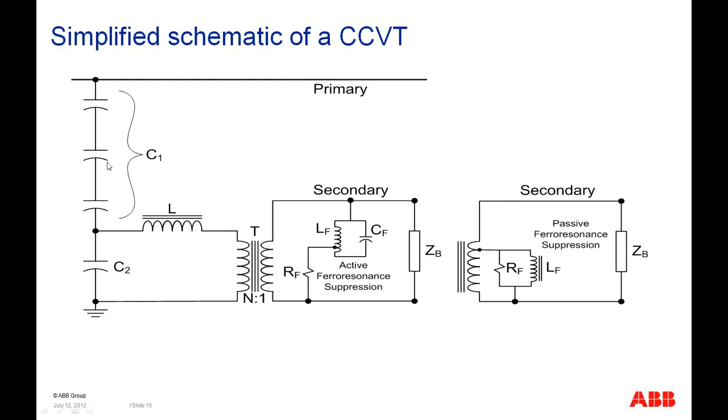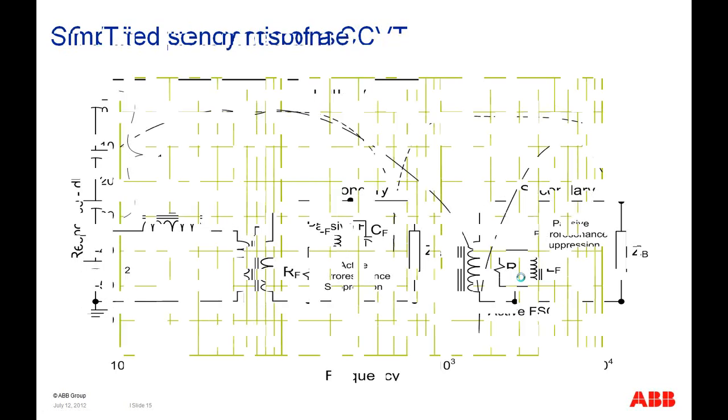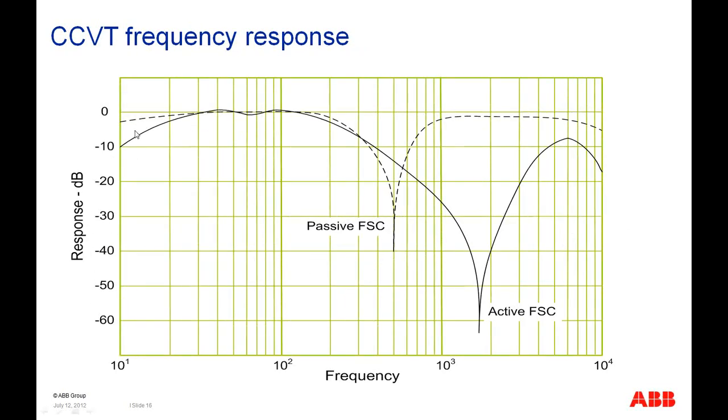In order to minimize some effects of this capacitor-inductor combination, we have ferroresonance suppression on the secondary, and there are two types of that. One is a passive type ferroresonance suppression, that's an inductor and resistor in parallel. Then there's an active type ferroresonance suppression that has a capacitor, an inductor, and a resistor in the circuit. So if you hear the terminology active ferroresonance suppression, that means there's a capacitor involved, whereas in the passive type it's just the reactor and resistor. Looking at the frequency response of the two, you can see that the dotted line is the passive type of ferroresonance suppression, and the connected line is the active type.